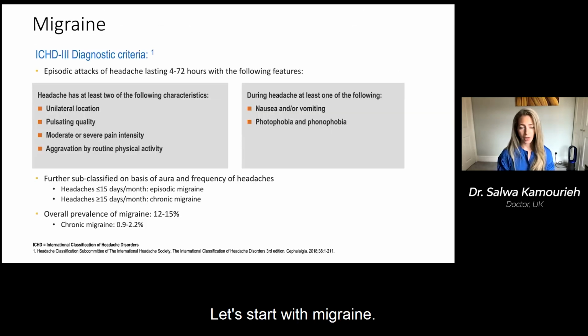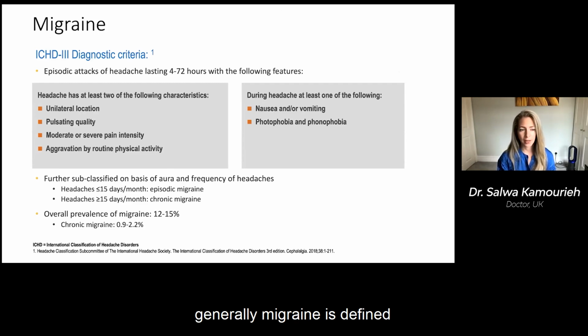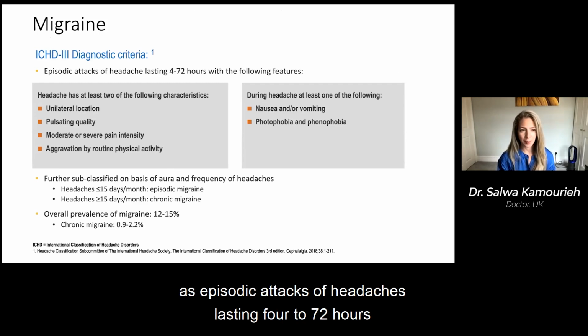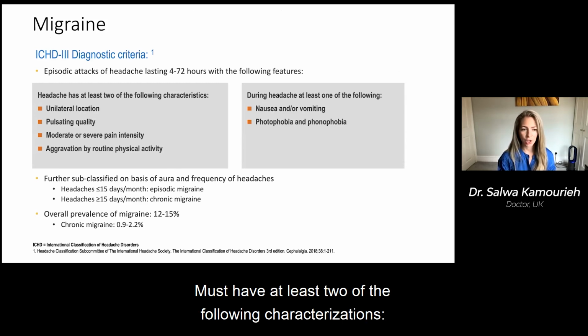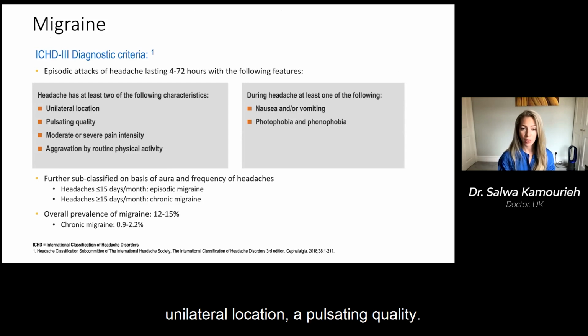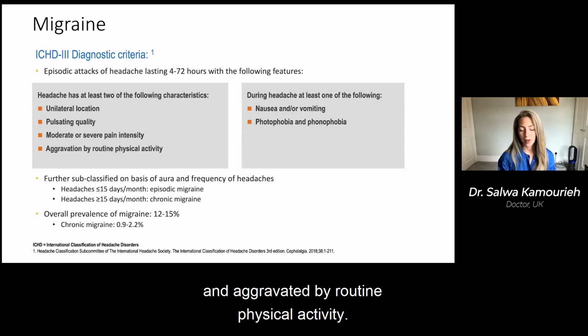Let's start with migraine. So looking at the ICHD-3 diagnostic criteria, generally migraine is defined as episodic attacks of headaches lasting 4 to 72 hours with the following features. Must have at least 2 of the following characterizations: unilateral location, a pulsating quality. Some patients will describe it as throbbing instead of pulsating. Needs to be moderate or severe pain intensity and aggravated by routine physical activity.